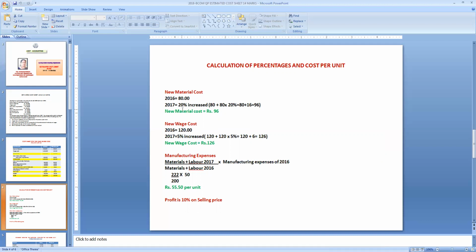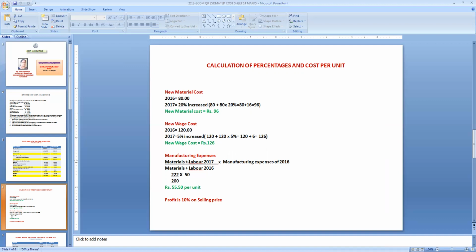In 2017 it is a 20% increase, which means 80 plus 80 into 20%, which is nothing but 16 rupees. Therefore, the new material cost comes to 96 rupees. Then we'll have to calculate the new wage cost, which is a 5% increase as shown in the year 2017. In the year 2016, the wage cost per unit is 120 rupees. With a 5% increase, 120 plus 120 into 5% is nothing but 6. Therefore, the new wage cost is 126 rupees per unit.